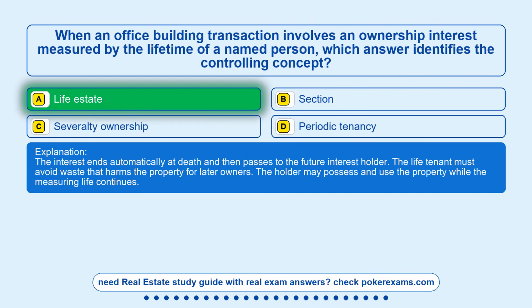The interest ends automatically at death and then passes to the future interest holder. The life tenant must avoid waste that harms the property for later owners. The holder may possess and use the property while the measuring life continues.